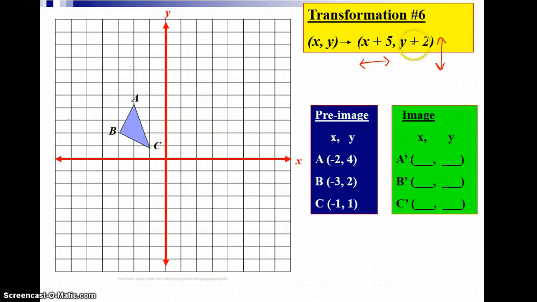Adding 5 on the X, adding 2 on the Y. And then come do your calculating. -2 plus 5, 4 plus 2. You can do all the X's at once and then all the Y's, or just back and forth, whichever's easiest for you. So fill them in. -3 plus 5, 2 plus 2. -1 plus 5, 1 plus 2. And then come over here and plot your image, making sure you label your A prime, B prime, C prime.